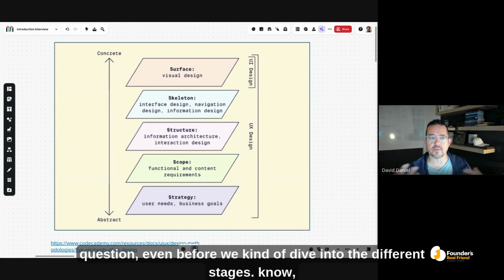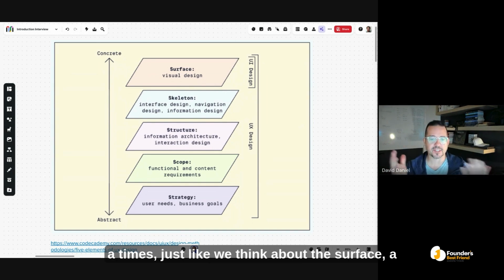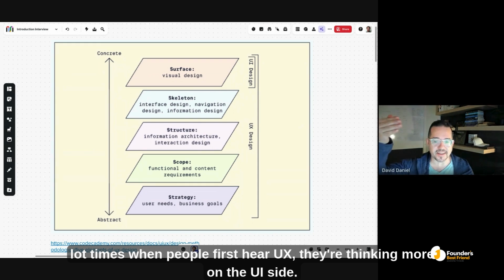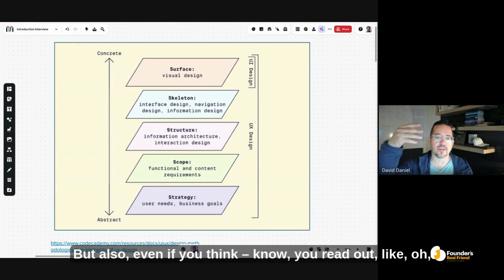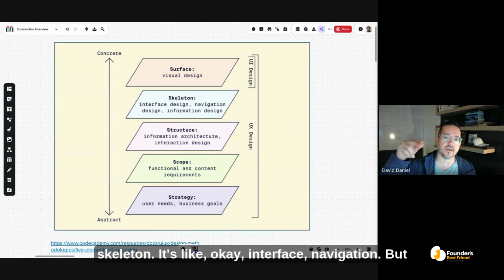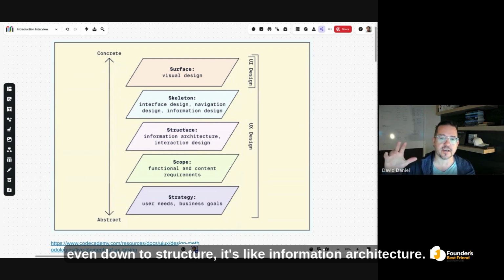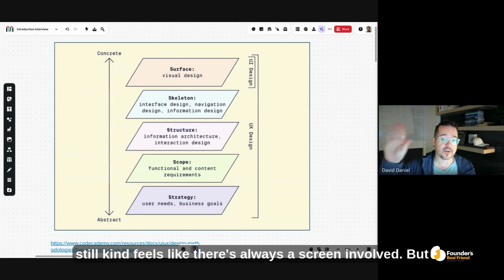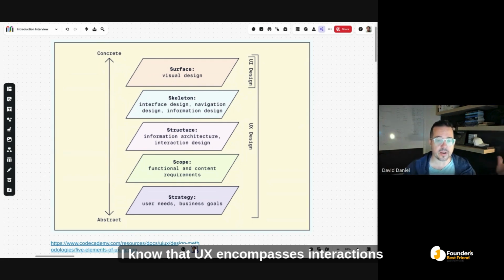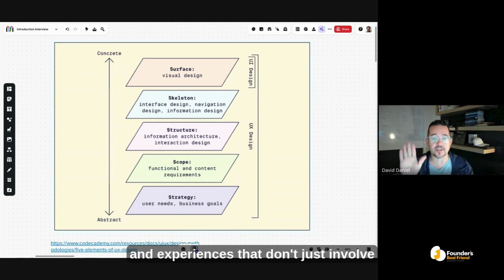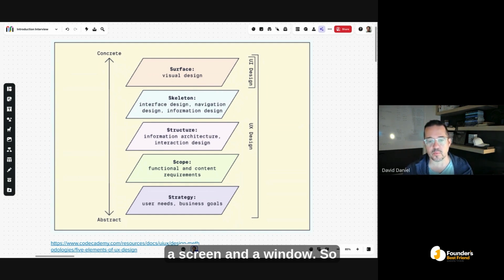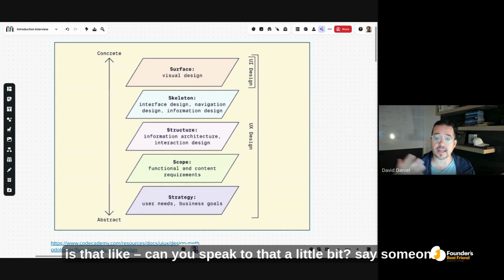One question, even before we dive into the different stages, a lot of times, just like we think about surface, when people first hear UX, they're thinking more on the UI side. But even if you read out the skeleton, it's interface, navigation, and even down to structure, it's information architecture. It still kind of feels like there's always a screen involved. But I know that UX encompasses interactions and experiences that don't just involve a screen and a window. Can you speak to that a little bit?